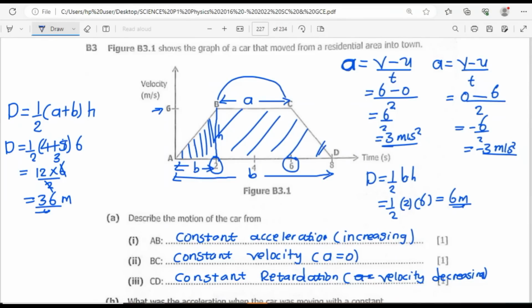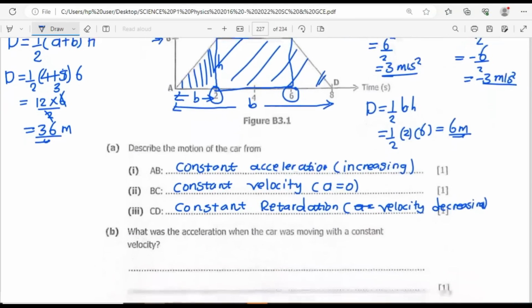So this is what you are supposed to do. If the question is asking you to find a distance and you have the shape of a trapezium, you use this formula here. Then if it's a triangle, you use half bh. Then if it is a rectangle, you use l times b.